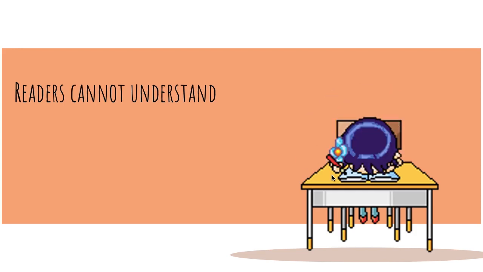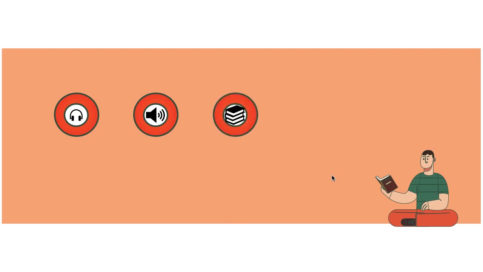There are 4 types of vocabulary. Listening vocabulary, the words we need to know to understand what we hear. Speaking vocabulary, the words we use when we speak. Reading vocabulary, the words we need to know to understand what we read. Writing vocabulary, the words we use in writing.